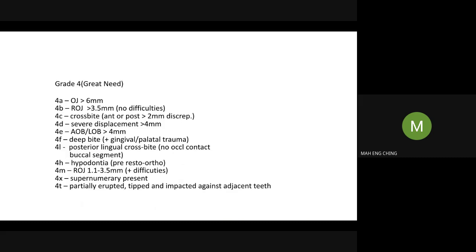Then we have grade 4. Grade 4 is considered a grade of need. Then we have overjet, which is less than 9 but more than 6. Then reverse overjet is more than 3.5, without any speech or mastication difficulty.